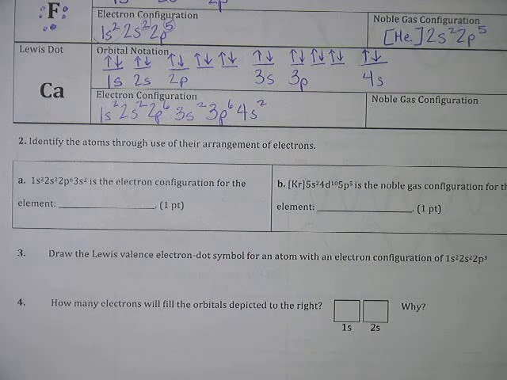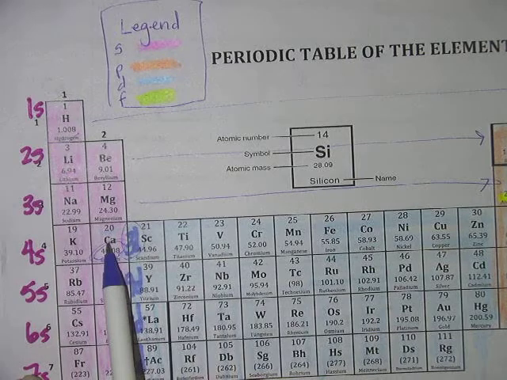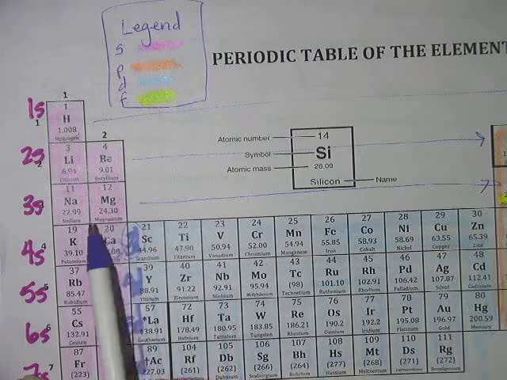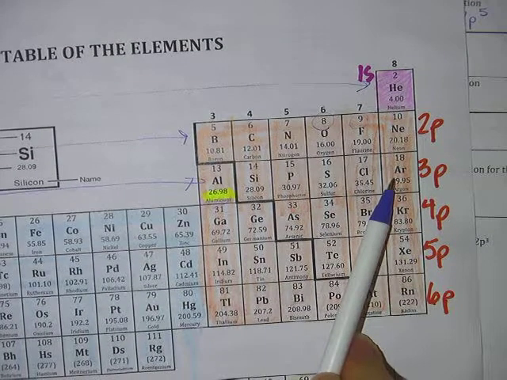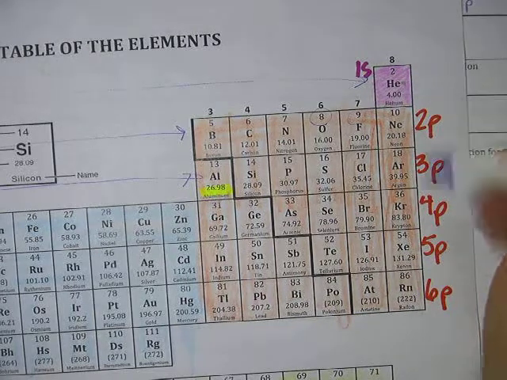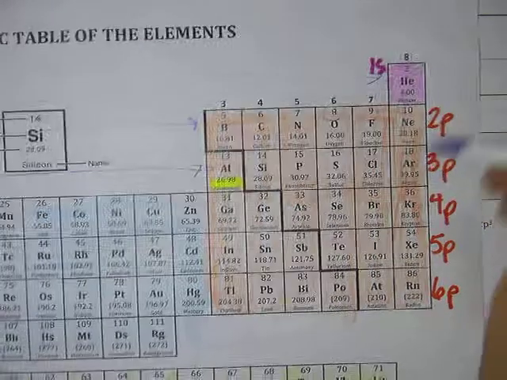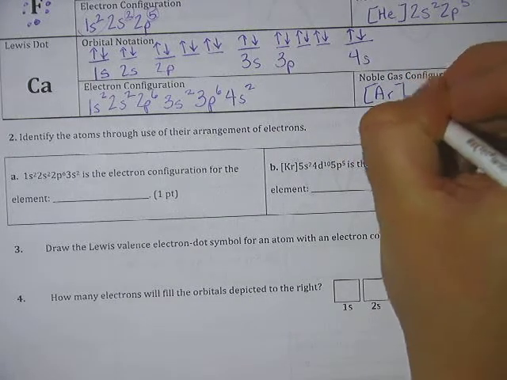And for noble gas configuration, I need my periodic table again. I find calcium and I go backwards till I hit a noble gas. Calcium's number 20, not a noble gas. Go backward to 19, still not a noble gas. Go backward to 18. Oh, this is a noble gas. Remember, these are the noble gases, this very last column. So argon is the one I'm going to be substituting in, so I can write argon in brackets.